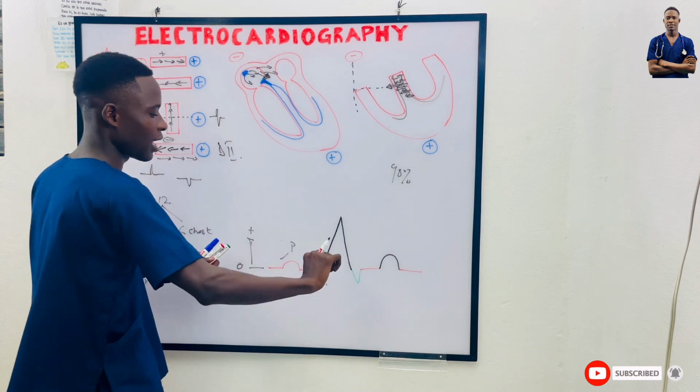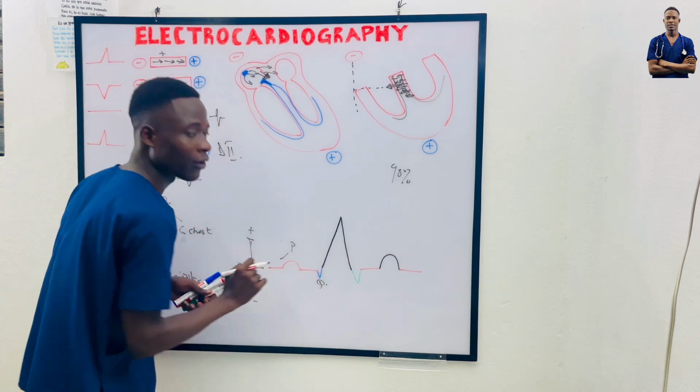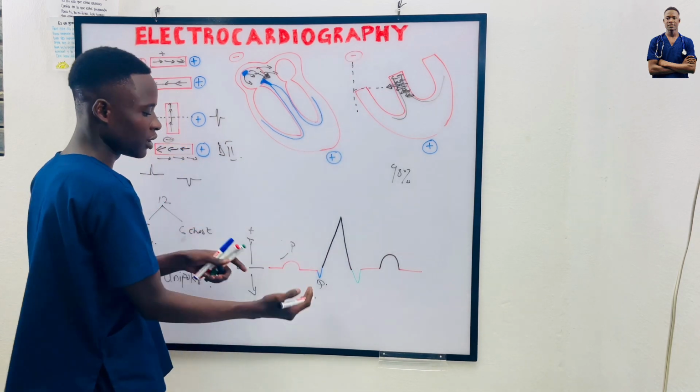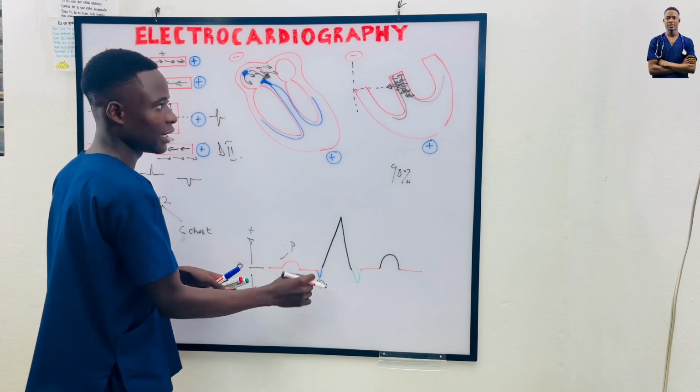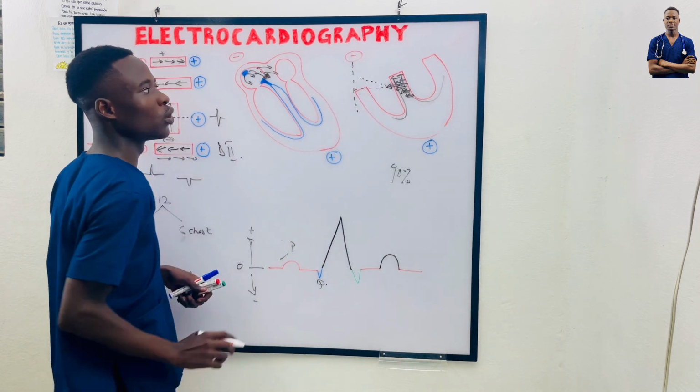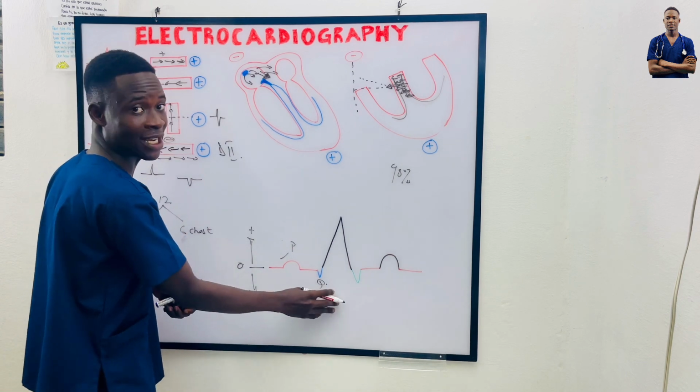So it gives us an isoelectric line over there. Do you understand? So when it moves perpendicular to the electrode, we don't record it as a negative. But when the direction gets closer to it, we record it as negative.